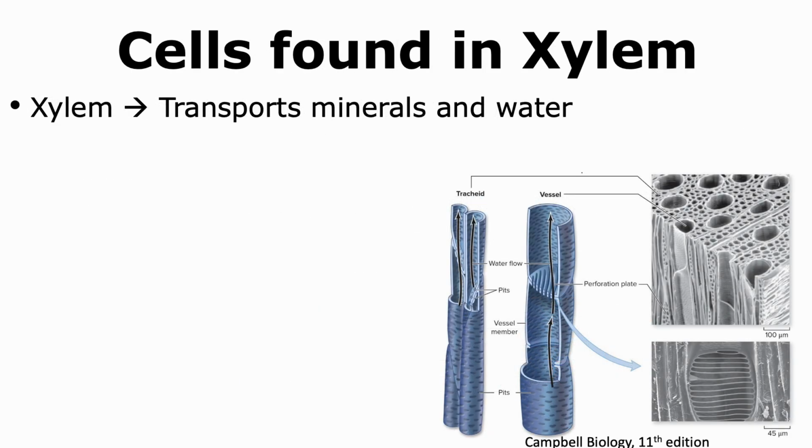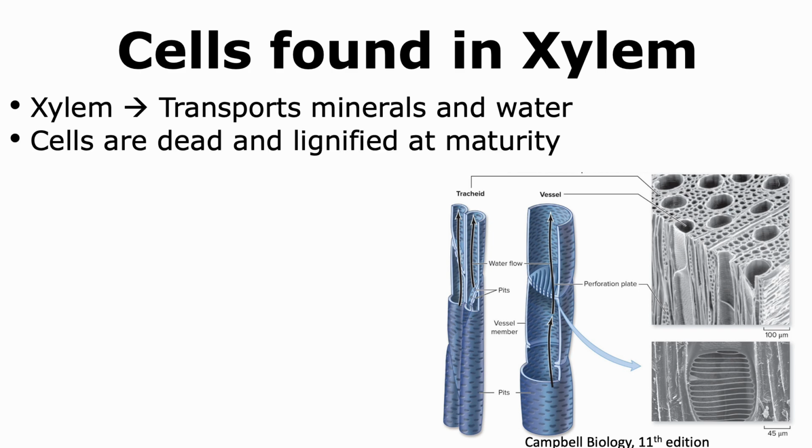Vascular tissues comprise xylem and phloem. Xylem transports water and minerals to different parts of the plant. The cells that make up xylem are dead and are lignified at maturity, indicating that they have thick secondary cell walls that have lignin as part of them.